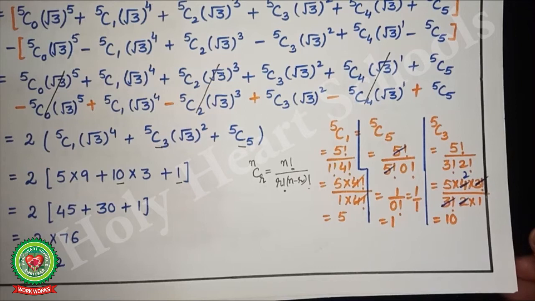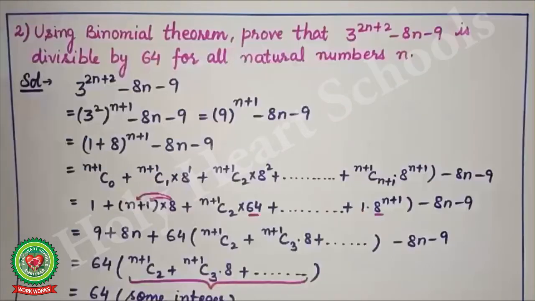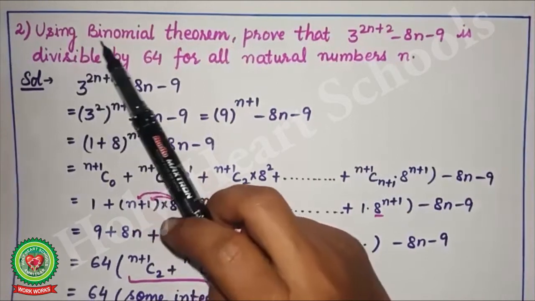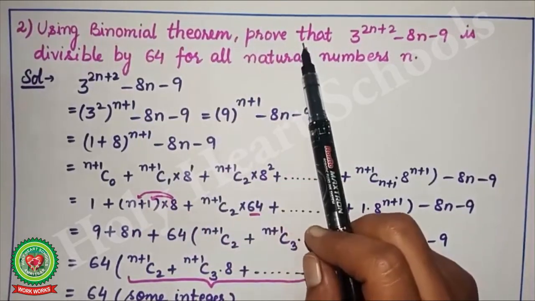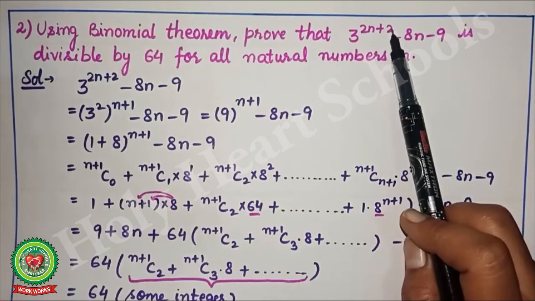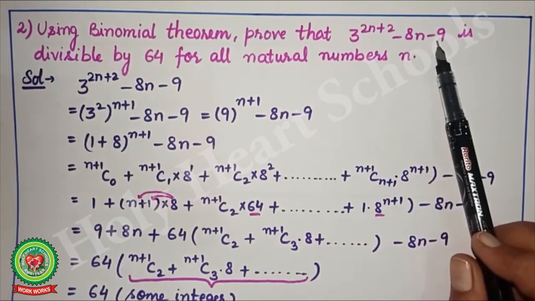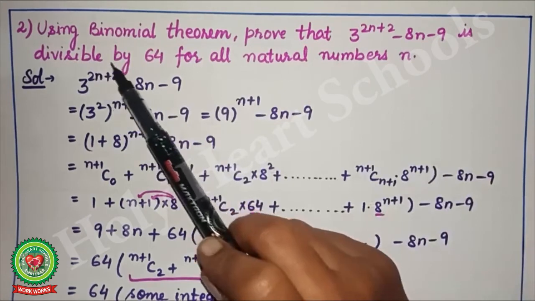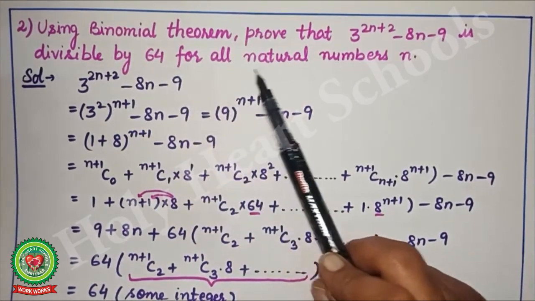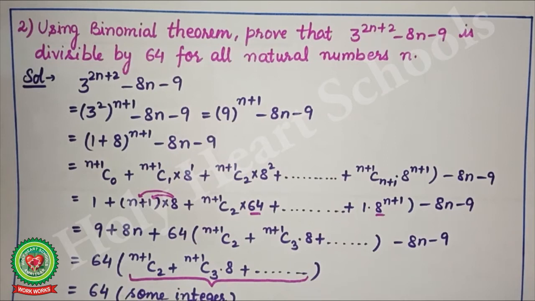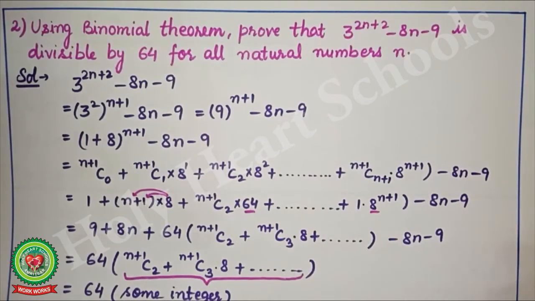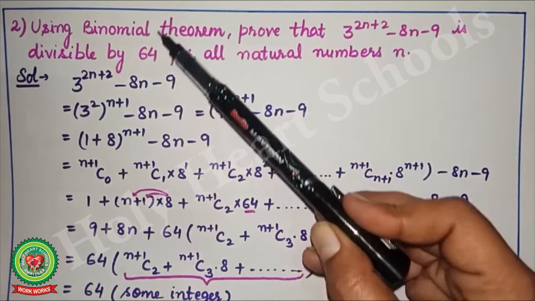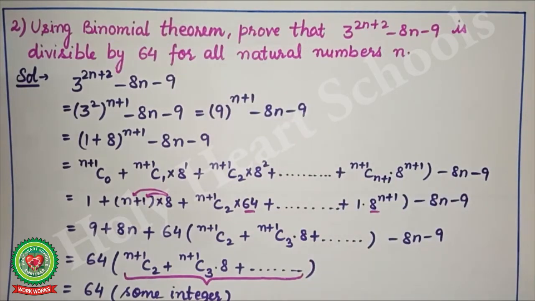Let's take one more example of the application. Using binomial theorem, prove that 3 raised to power 2n plus 2 minus 8n minus 9 is divisible by 64 for all natural numbers n. Now, we have to show that it is divisible by 64 but using binomial. Same type of sums we have done in mathematical induction also. But here we have to use the binomial.